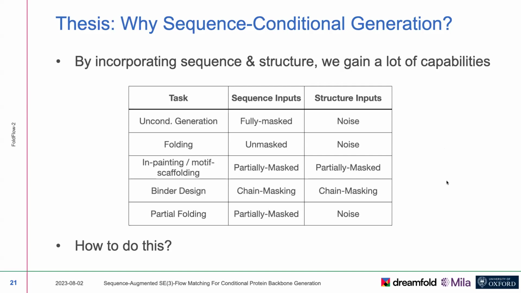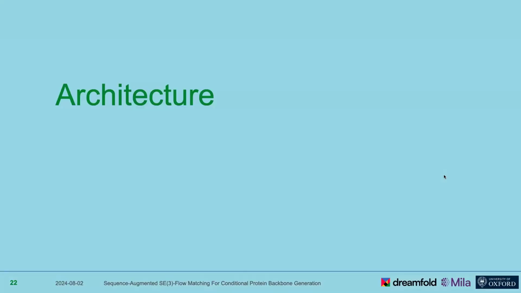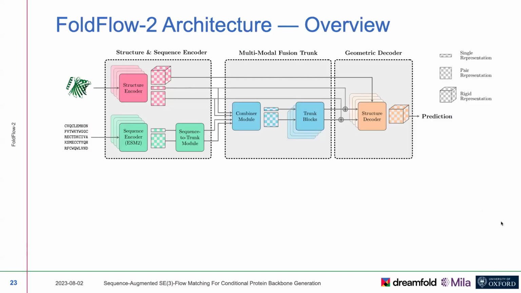Okay, so clearly there's a lot of good capabilities here. And so how do we go about actually doing this? Okay, so the architecture. This is the high level diagram that describes the FoldFlow-2 architecture. I'm going to go into each of these sections individually, but just at a high level, it's a pretty typical three-stage encode, process, decode setup from machine learning. Yeah, so nothing crazy there.